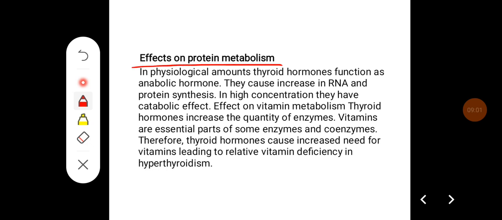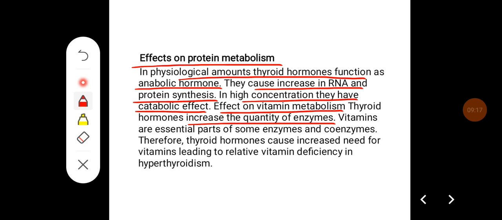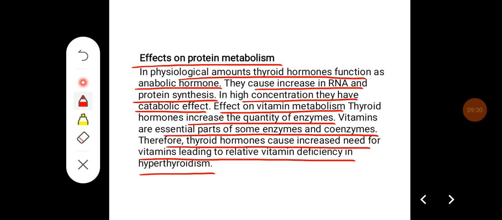Effects on protein metabolism: in physiological amounts, thyroid hormones function as anabolic hormones. They cause an increase in RNA and protein synthesis. In high concentration, they have a catabolic effect. The effect on vitamin metabolism: thyroid hormones increase the quantity of enzymes. Vitamins are an essential part of some enzymes and coenzymes. Therefore, thyroid hormone causes increased need for vitamins, leading to relative vitamin deficiency in hyperthyroidism.